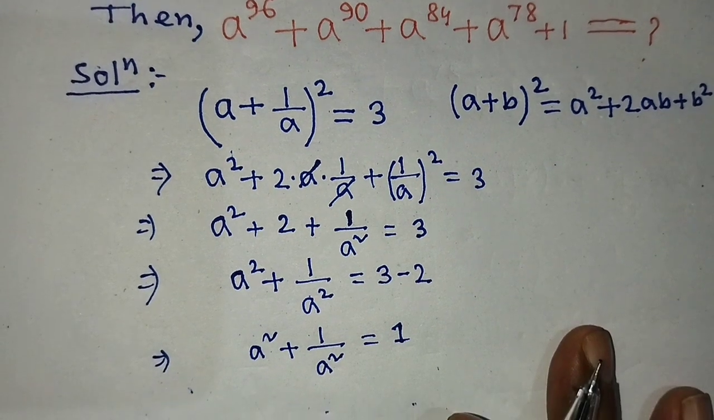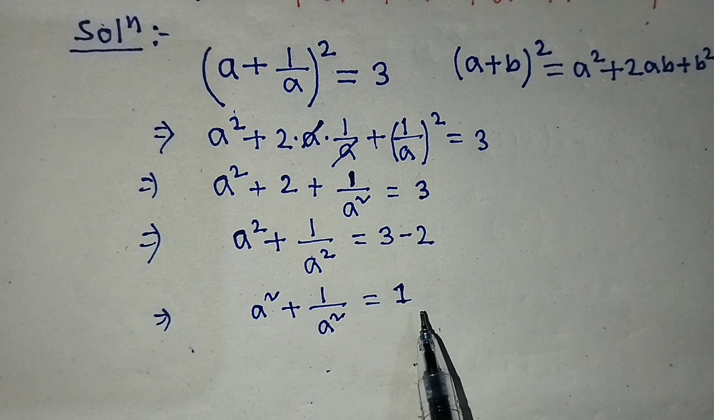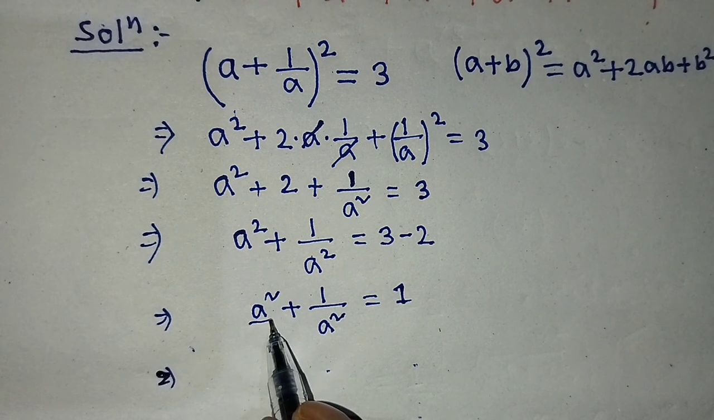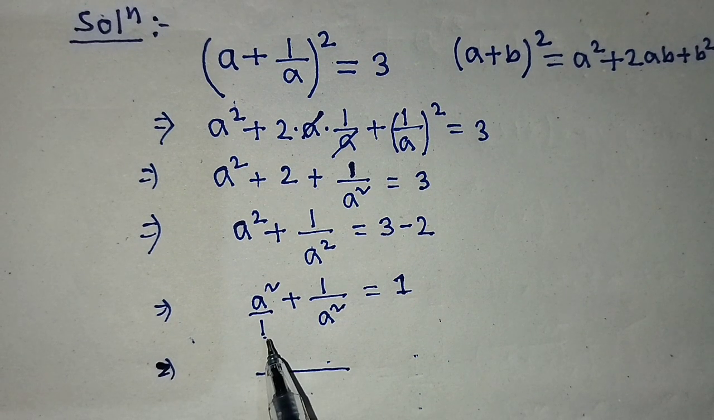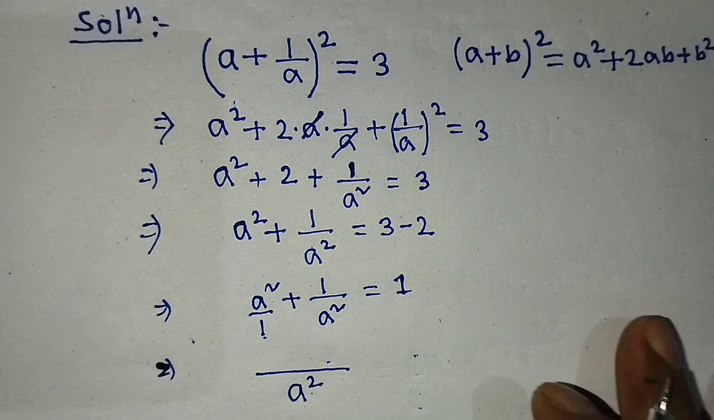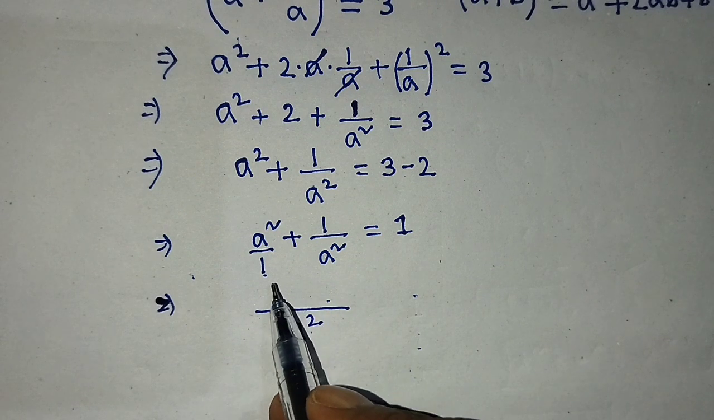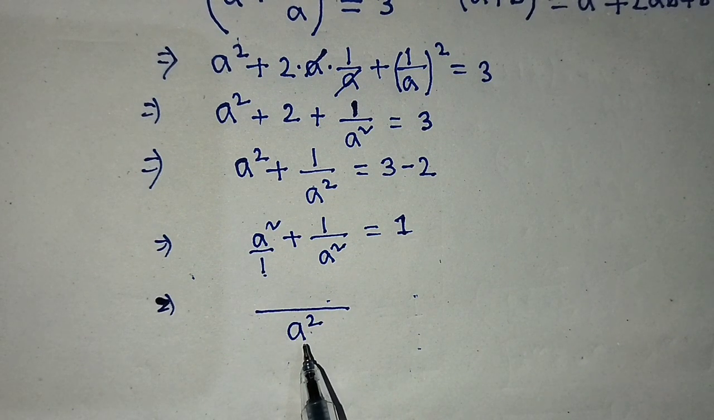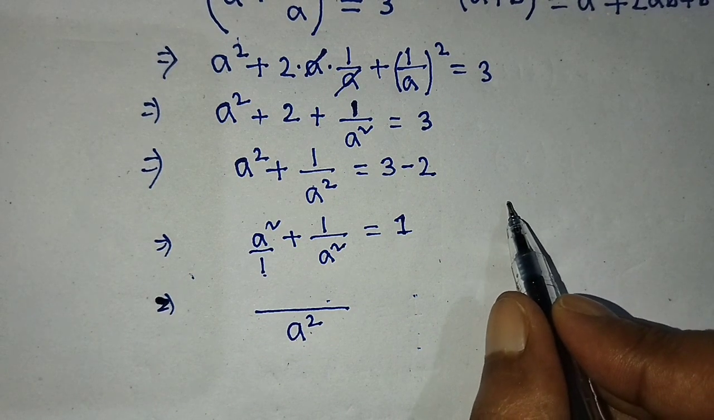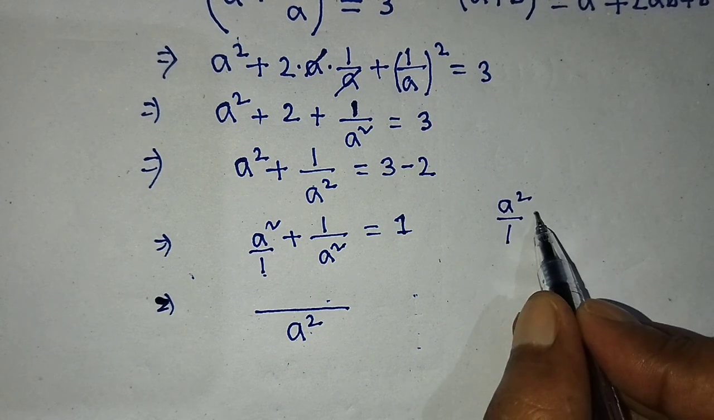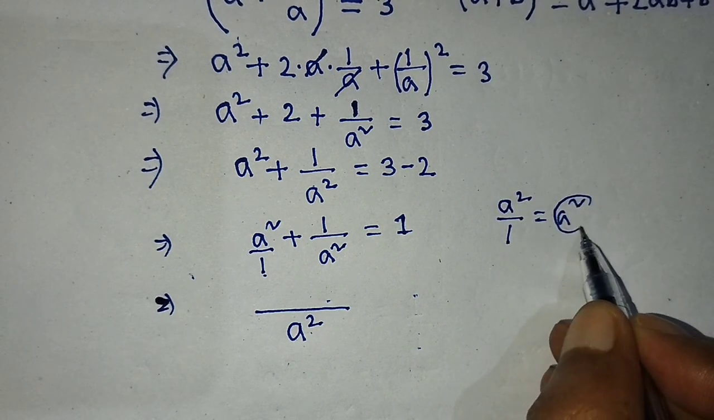So my dear student, to simplify the LHS of this equation, we have to find the LCM of 1 and a square. We write the LCM of 1 and a square in the place of denominator. The LCM of 1 and a square will be a square, so we write a square in the place of denominator. And in the place of numerator, if you divide the LCM by 1, then you get a square. So we have to multiply a square with a square.